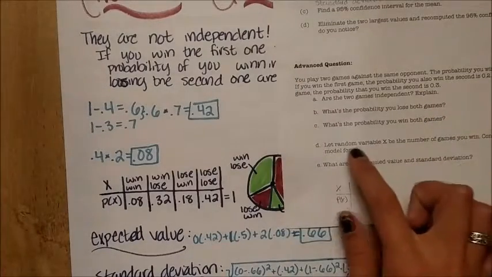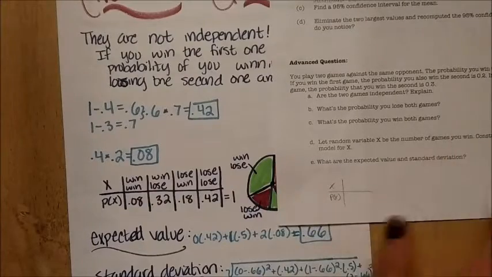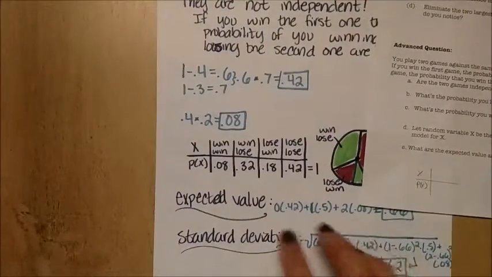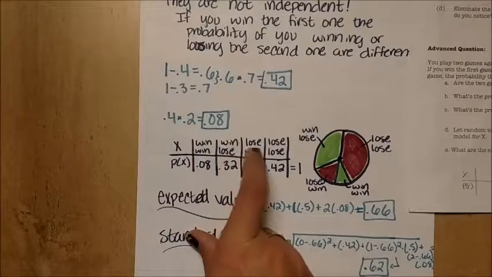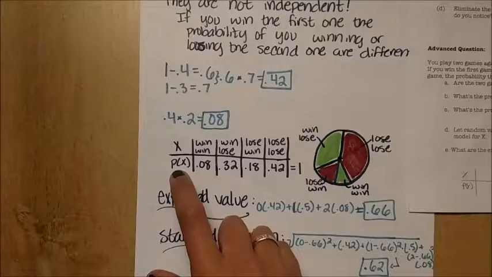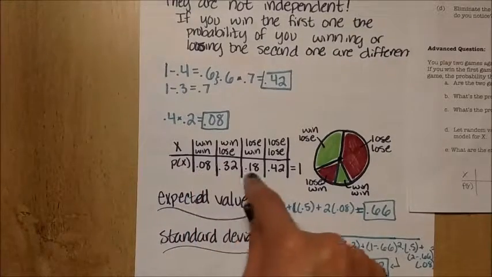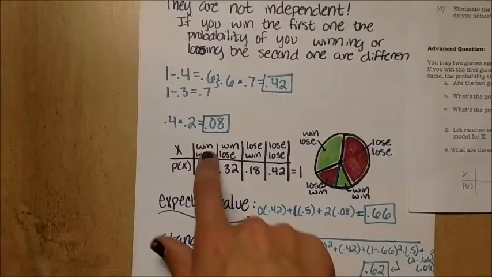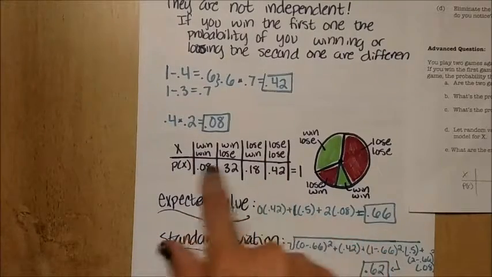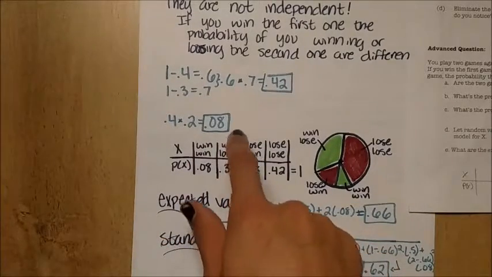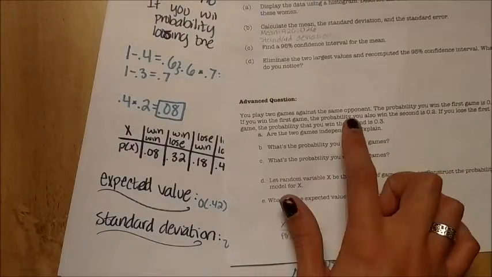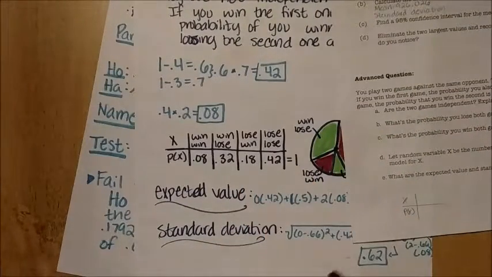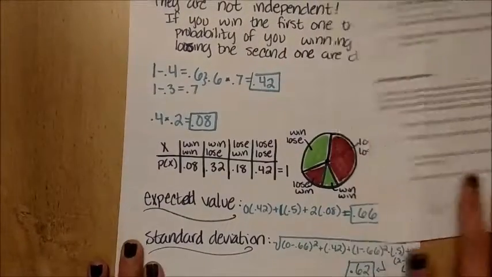And then it asks to make a little probability model, and this is how I made mine. This is the outcome, like what you would get, and then this is the actual probability amount. We already did the win-win and lose-lose, so we put those in there. And then win-lose and lose-win are dependent on just interpreting these and then plugging them in. So if you add them all up, it equals 1.